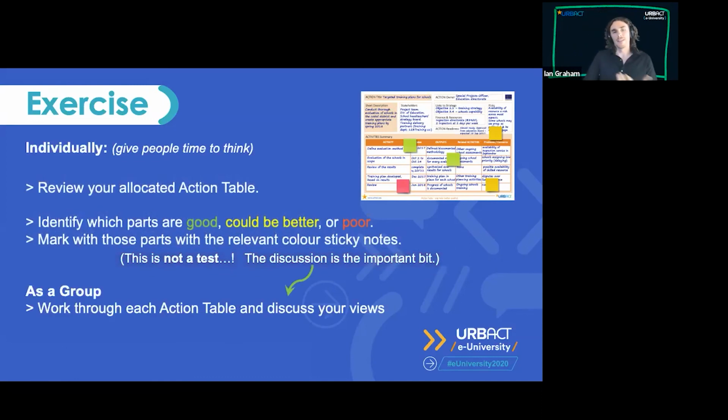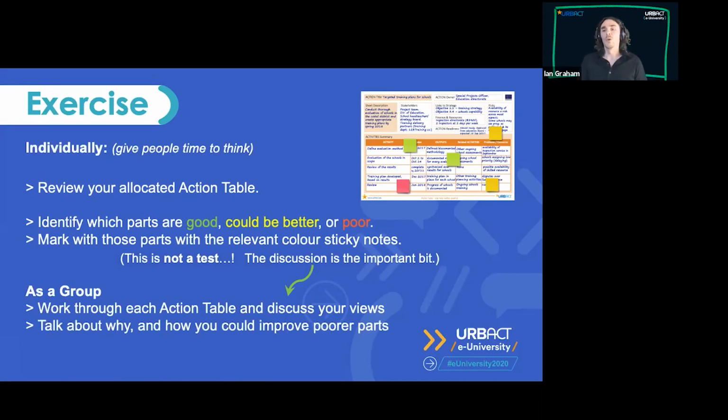So the following bit, as a group, is to say, okay, let's look at all these stickies on the action table and have a discussion about why we've put different colored stickies in different places. Why do we think this one could be improved? What makes this one good? Why is this one poor? And also, how could we improve it? What would we do to make it better? Having done all that, that should hopefully help you get an idea of what good looks like. It's often easier to do that when you're looking at an example with something to reflect on, rather than trying to start from scratch and work it out.